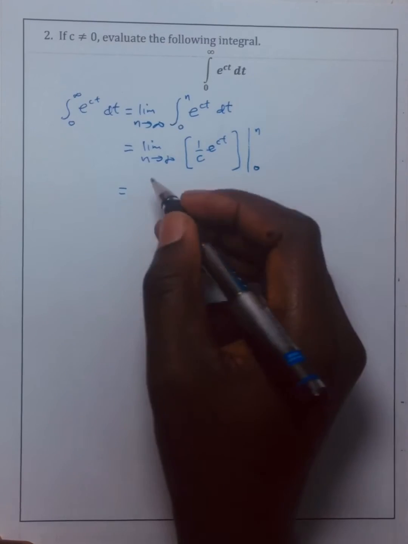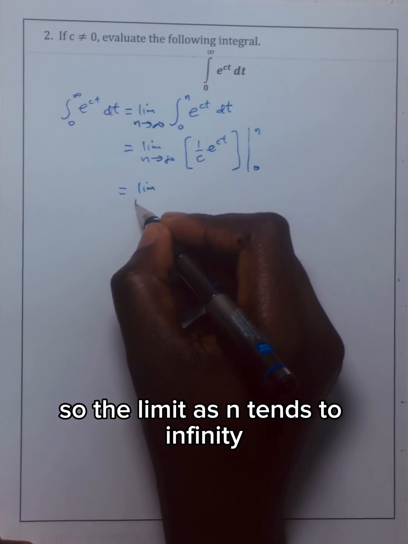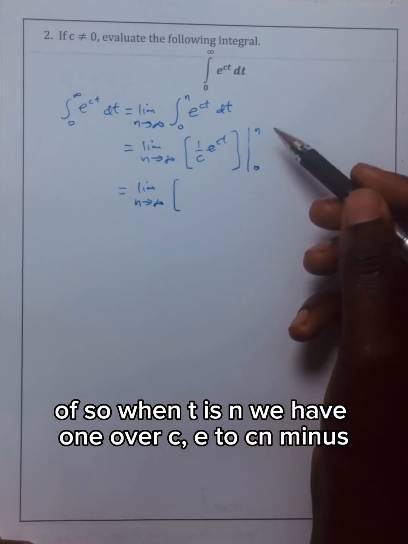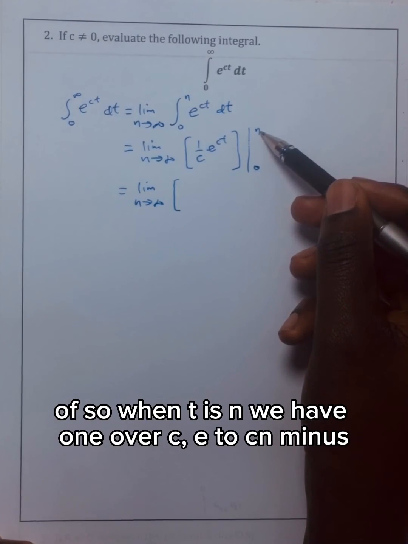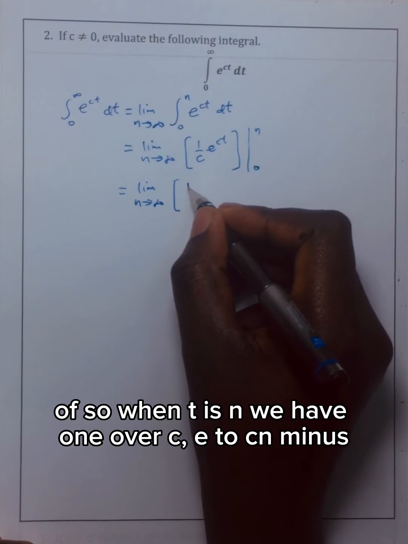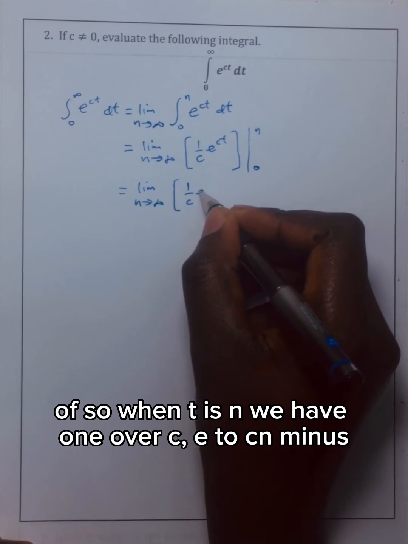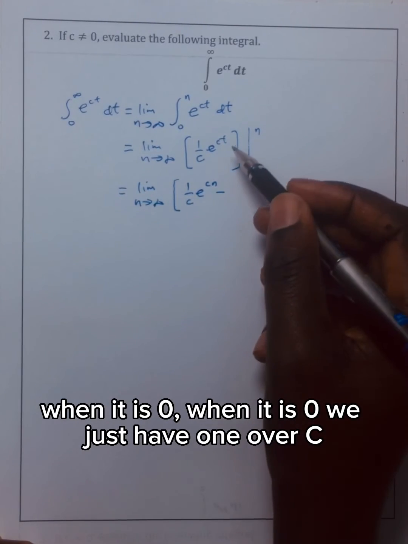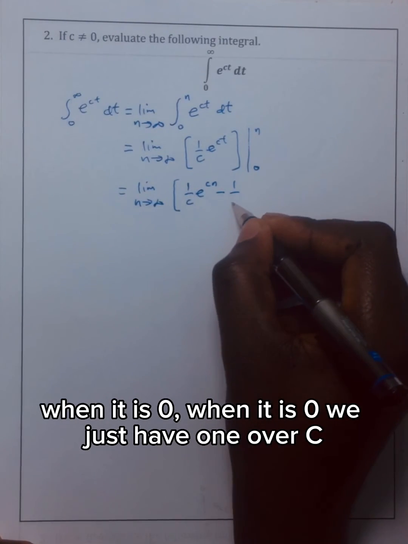So the next thing is just to substitute the values of t when it is 0 and when it is n. So we have the limit as n tends to infinity of, when t is n, we have 1 over c e^(cn), minus when it is 0, we just have 1 over c.